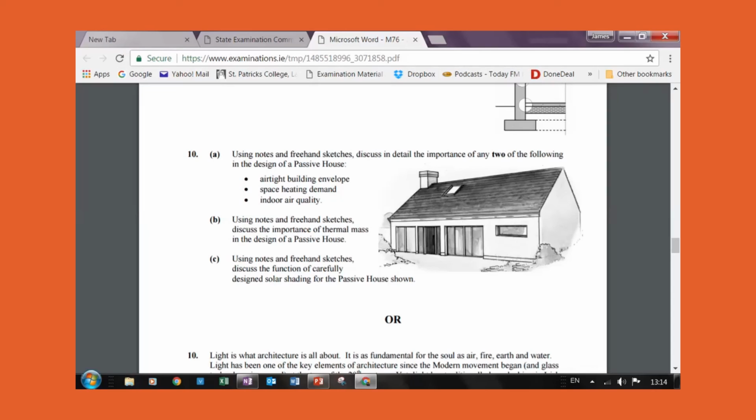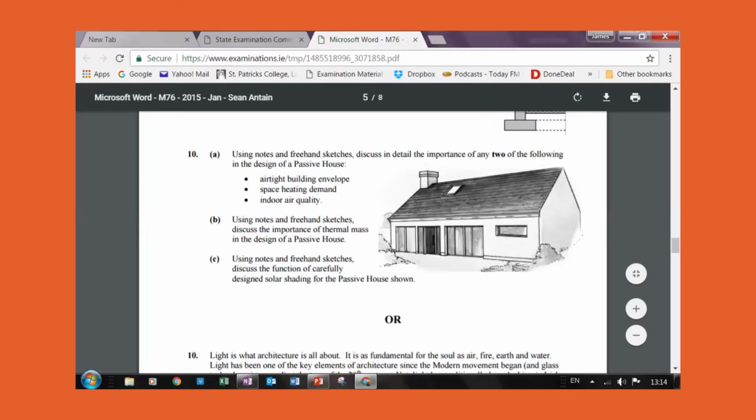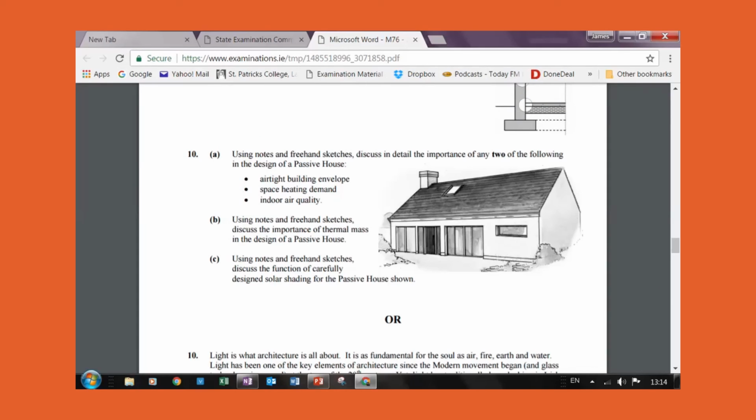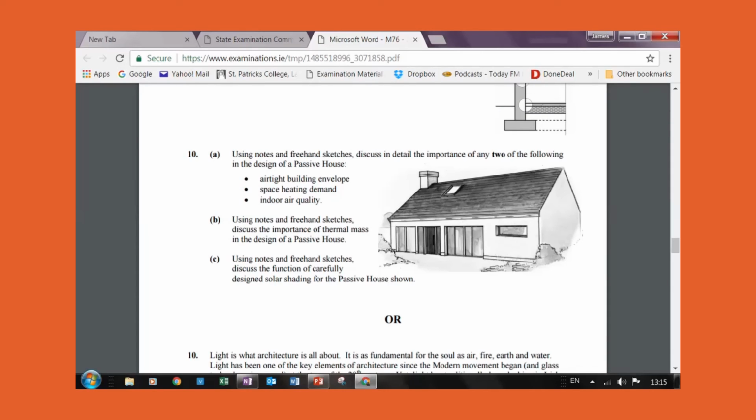This question is basically question 10 nearly every year since they started asking passive house questions. They will always have a small bit about the mechanical heat recovery unit, because it's the main part of a passive house. Then we're using notes and freehand sketches to discuss the thermal mass in your design of a passive house. Then the last thing, using notes and sketches, show how solar shading works, so how you stop this house from overheating. Now, that's the whole section on passive housing covered.